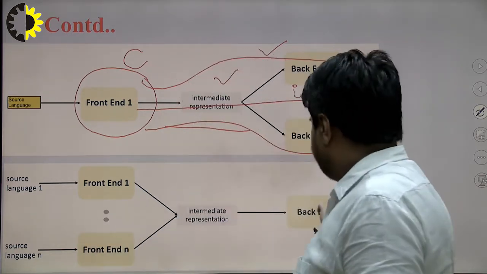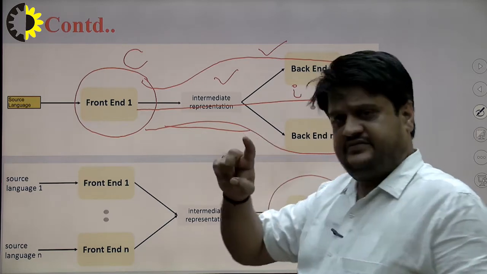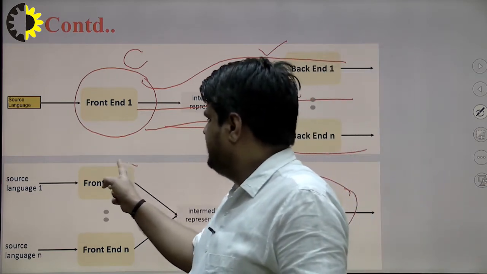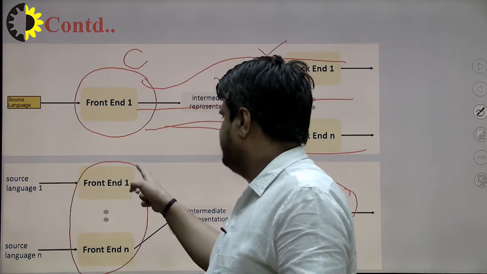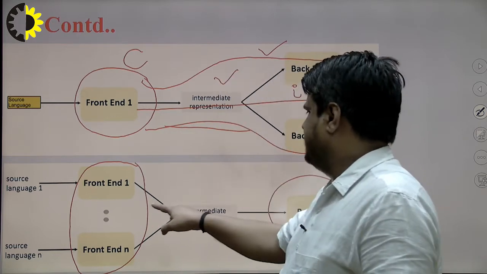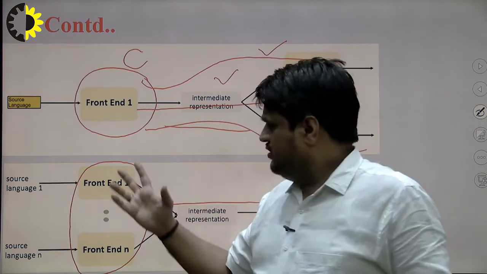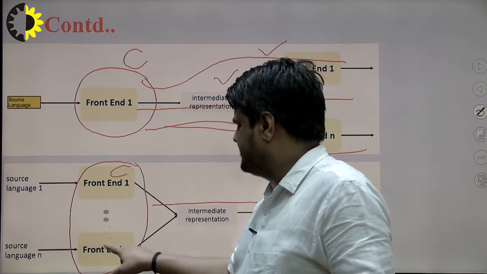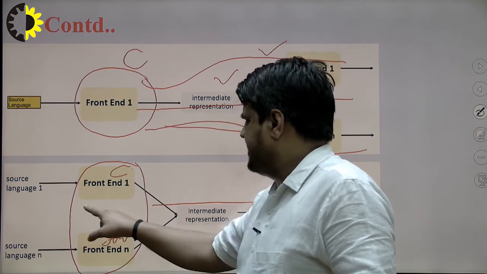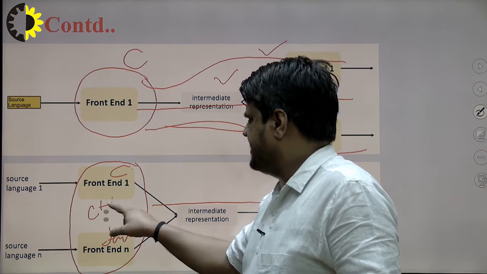We write a single back end and different languages' front ends, and club them with the back end. Suppose this is a C programming language, this is Java. I have written one for C++, and Python.